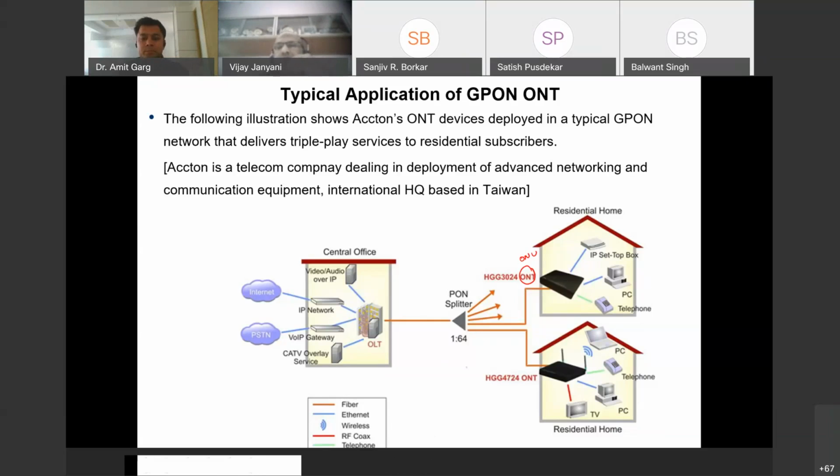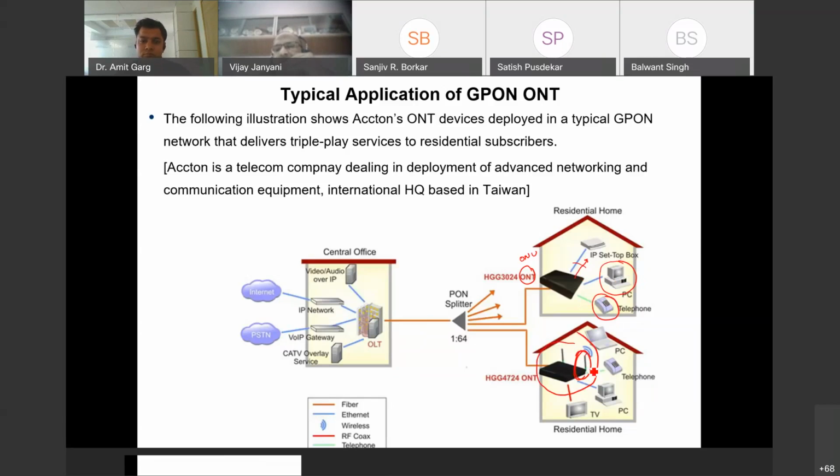So this ONU actually, you can see the typical applications you might be using in your homes. You can have a connection to a set-top box, or a connection to a PC, or a connection to a telephone. Or nowadays, more commonly, you have Wi-Fi connectivity here.